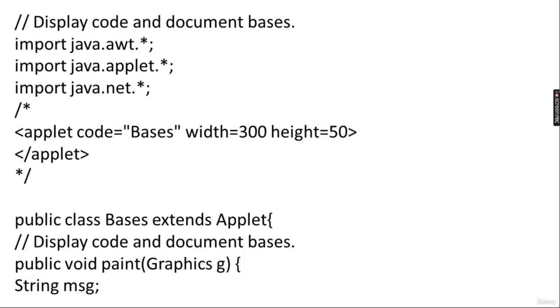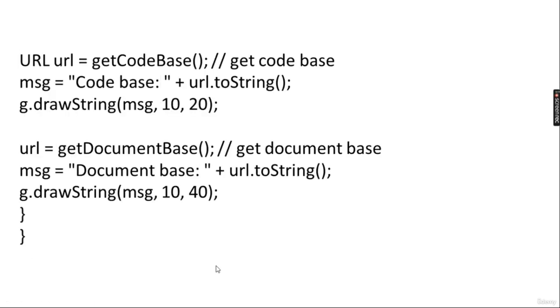The following applet will illustrate this method. Import AWT, applet and net. Applet code is Bases with width 300, height 50. Class Bases extends Applet. Public void paint, the graphics object is passed. A message string is created. Get code base URL. So the message is code base plus the code base URL appended, and drawString displays the code base URL. Then URL is equal to getDocumentBase, and message is equal to the document base URL toString. Then g dot drawString message, 10, 40.